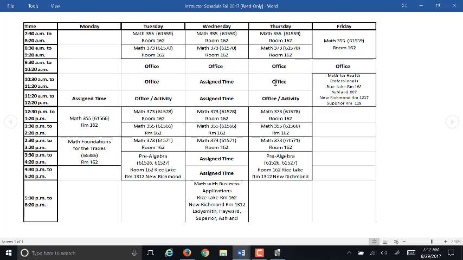Otherwise, any of the time where it says office or assigned time, I should be in this room. This would be the first place to come looking for me. Where it says office/activity, again, I should be available for you, but that's where my meetings get scheduled. So I'd say maybe 3 or 4 times a month I'll have meetings to be at. So if you come looking for me during those times, there's a chance I won't be around.